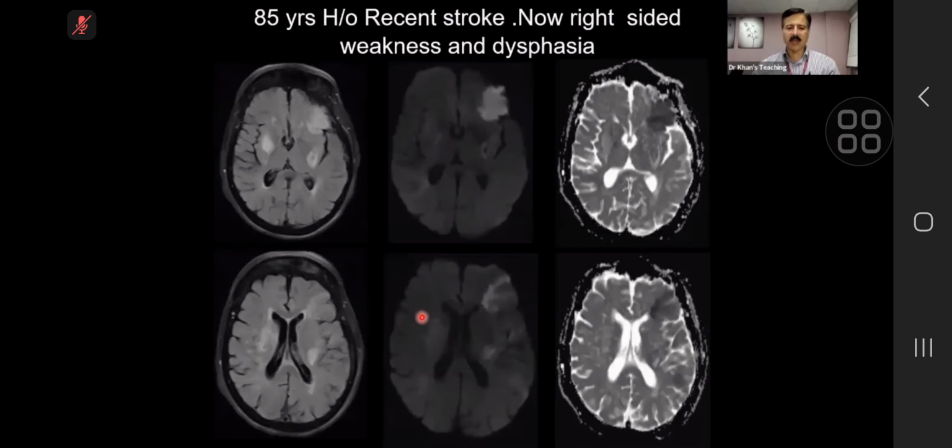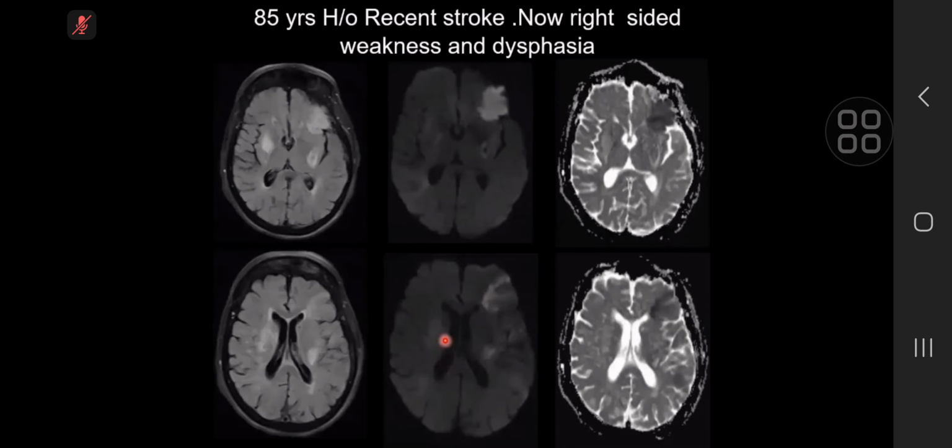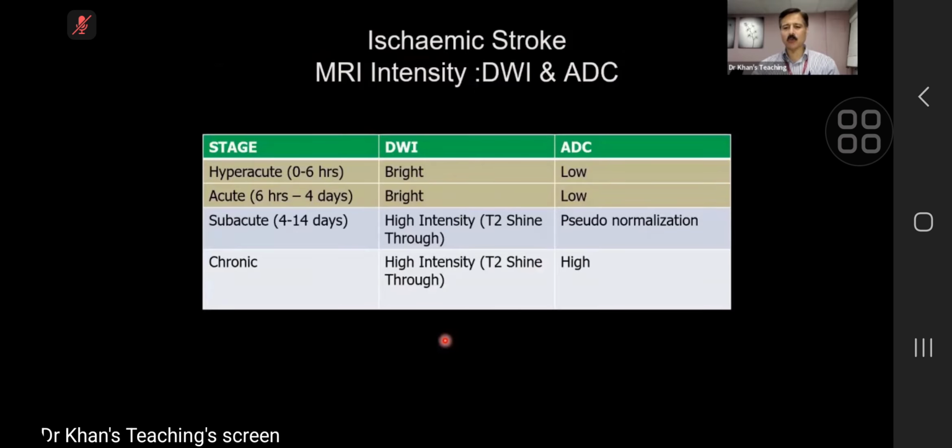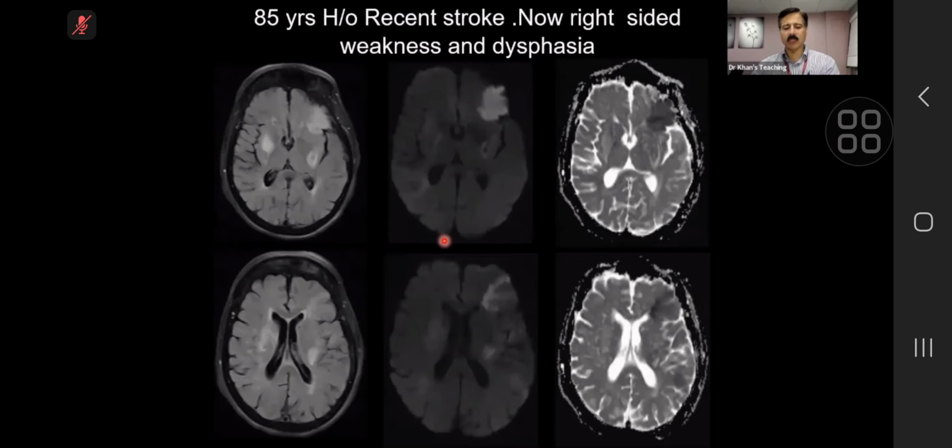You use the word bright here. Yeah. So it will be high. Right. Then what is this, or what is this? So it is less bright than the... So this is exactly why I told you that I like these words. On DWI, acute, hyperacute, bright, and then subacute, high. It's a subjective type of a thing, but these words have got a meaning. If you see here, this is bright, and this is bright, and this is high.